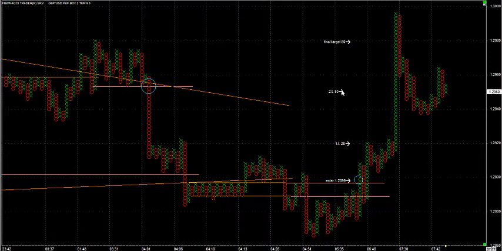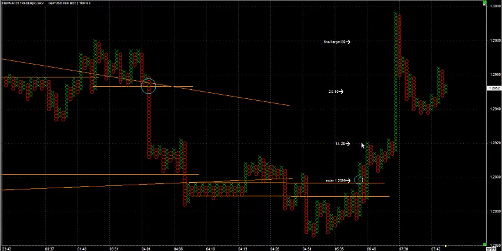Now, these targets right here, I suggest that my coaching students scale out at these levels initially when they're learning these strategies. It's going to put some money in their trading account. They're going to build up their confidence levels. They're going to see that it works every single time they do it correctly. And when they do make a mistake, they're going to see how relatively simple it is to earn that loss back on the next trade.